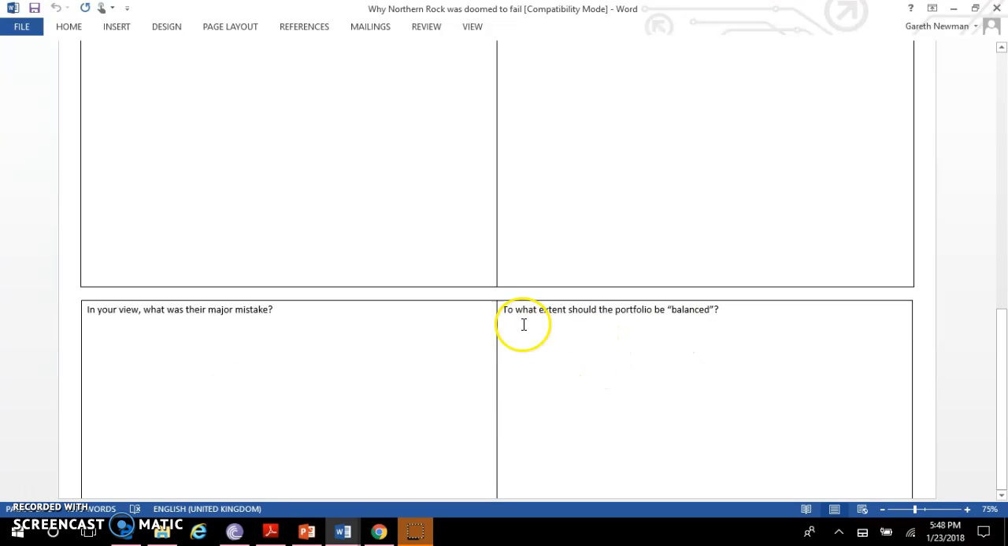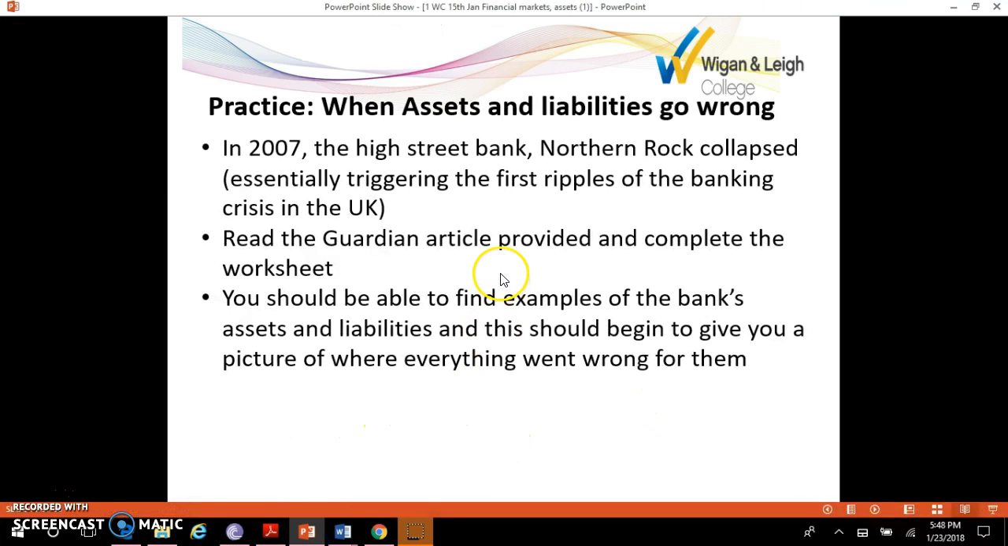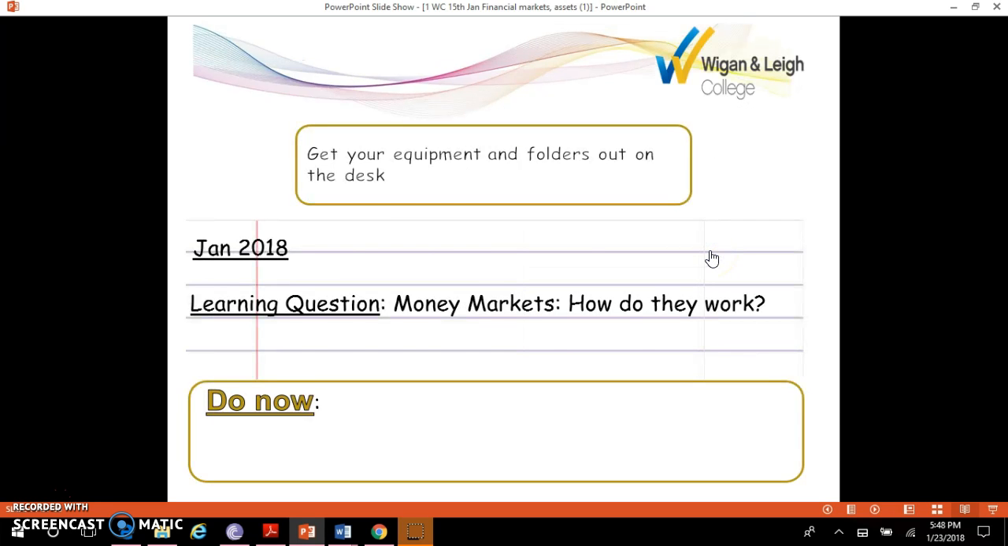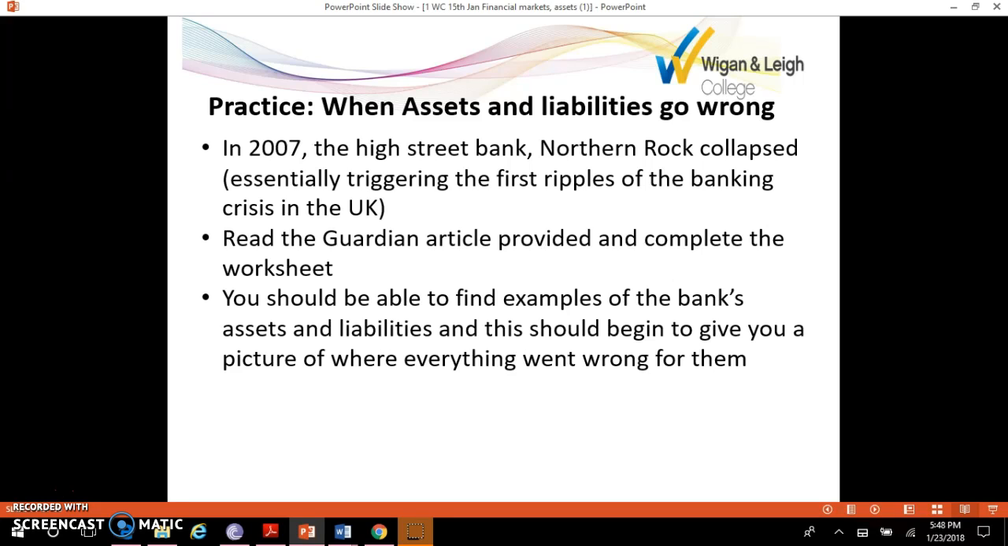And this last task: to what extent should a portfolio be balanced? What I'd like you to do is have a look online at what we mean by a balanced financial portfolio, and use your little bit of research to answer that question in as much detail as you actually can. Now, this will be good practice for future exams. Also, it's going to give you a good understanding of assets and liabilities and the problems associated with them. This final task should probably take you a good 45 minutes or so.